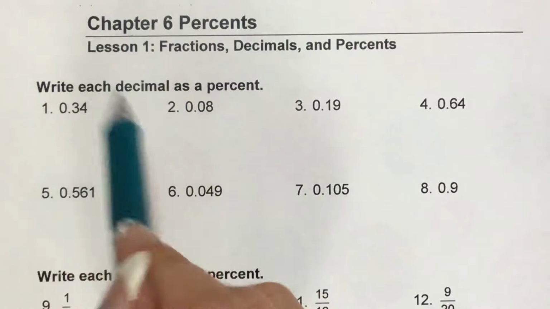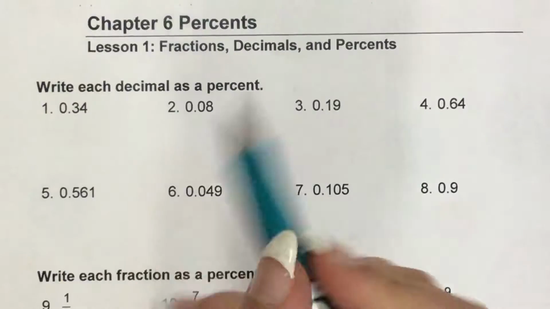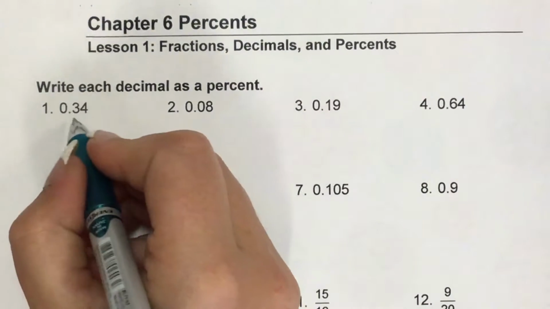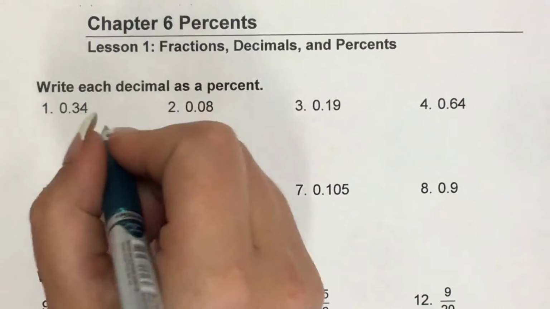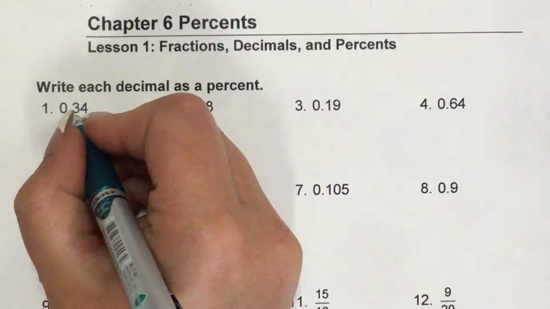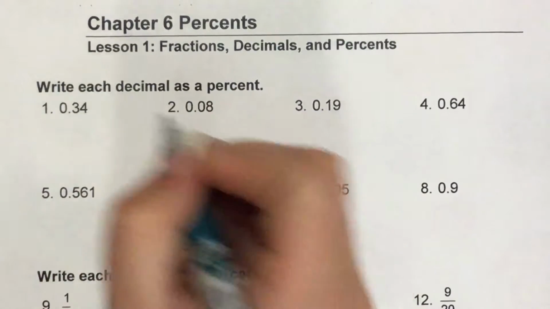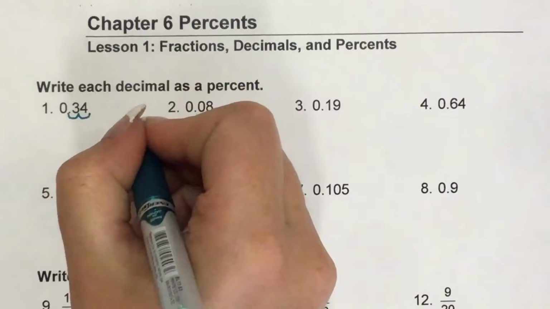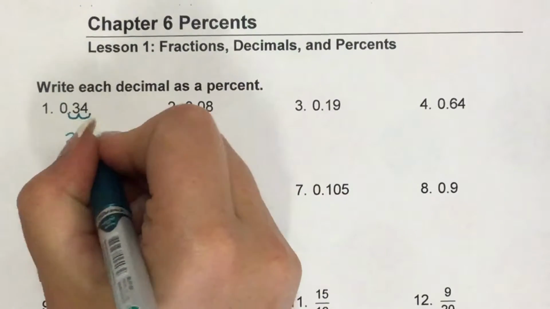Now, when I have these decimals, I know that if I want to convert this to a percentage, I just need to move the decimal point 2 places to the right. And so that's what I'm going to do. So if I have 0.34, if I want to make it into a percentage, I'm just going to move it 2 places to the right. 1, 2. And so I'm left with 34%.